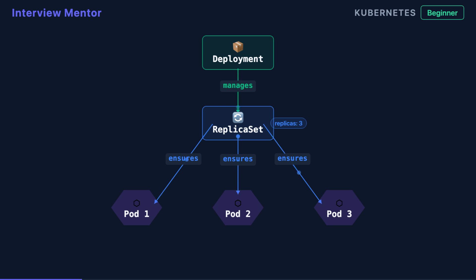You define how many replicas you want, and the deployment creates a replica set that ensures that exact number of pods are always running. If a pod crashes, the replica set immediately spins up a replacement.